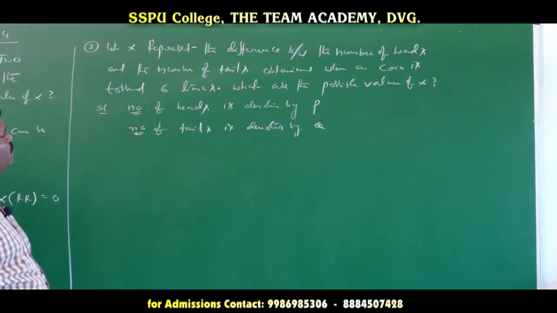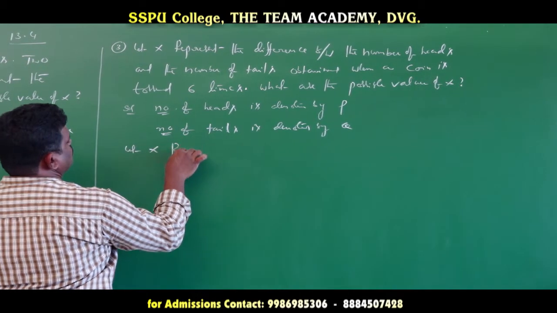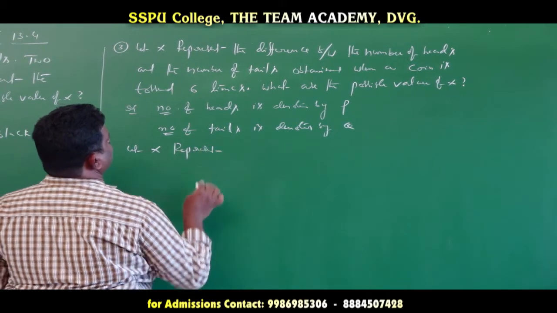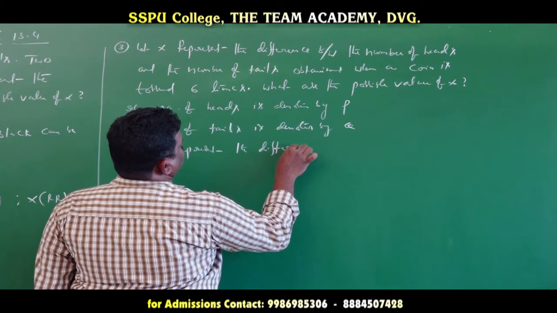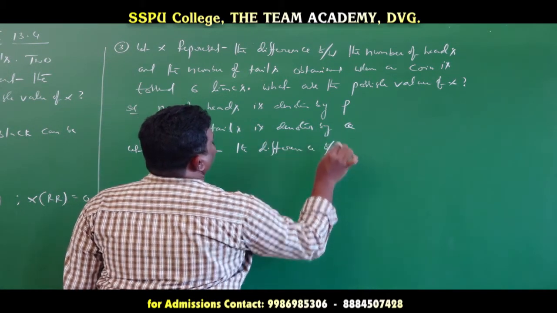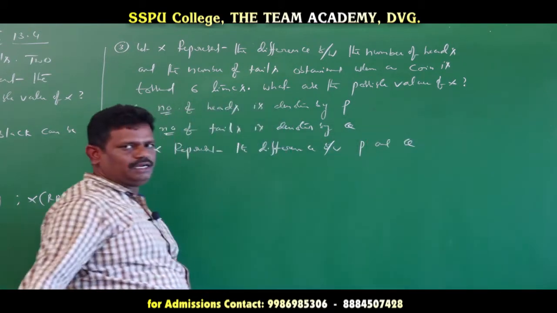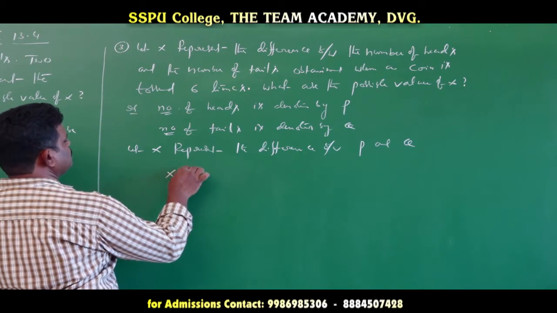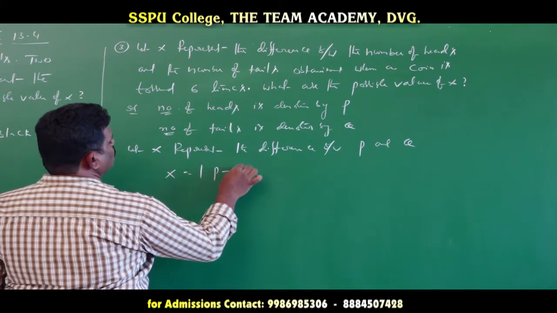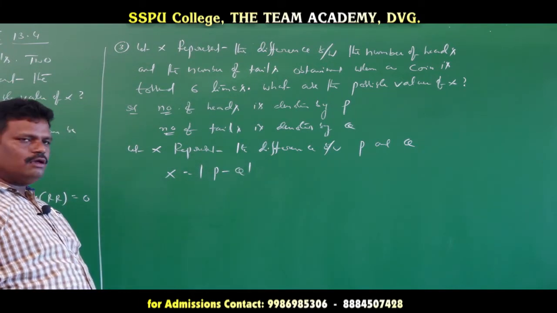Okay? Now here, X what? Let X represent the difference between P and Q. Correct? P means the number of heads and Q the number of tails. So X is equal to the modulus of the difference, mod of P minus Q or Q minus P. Okay?